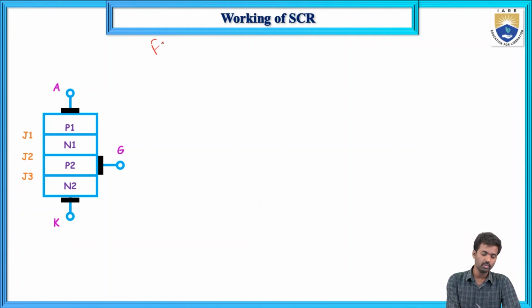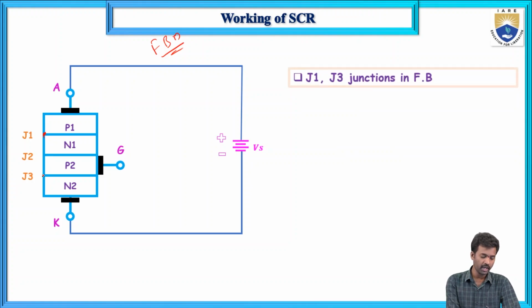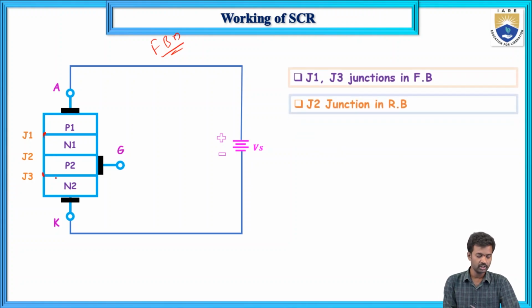Next is the forward blocking mode, the second one. Forward blocking mode means the SCR is in forward bias: the positive terminal of the supply battery is connected to the anode and the negative terminal of the battery is connected to the cathode. What will happen here? The J1 and J3 junctions are in forward bias and the J2 junction is in reverse bias. Since J2 is reverse biased, it opposes the current, so only a small amount of current flows from anode to cathode. That is the leakage current, the forward leakage current.